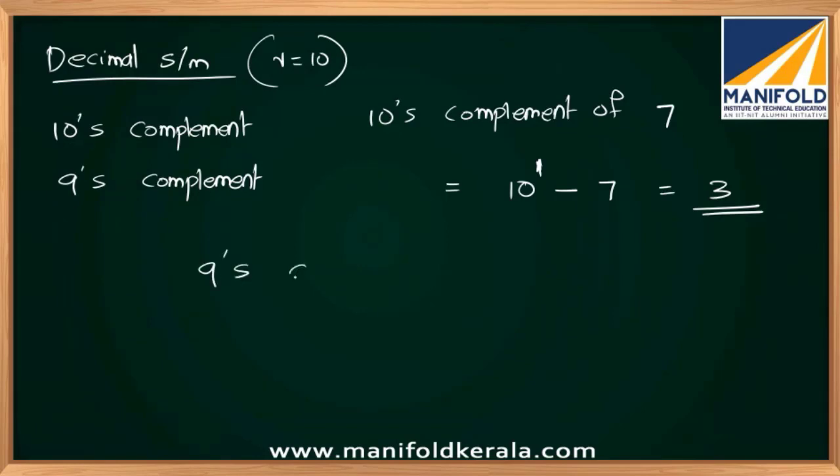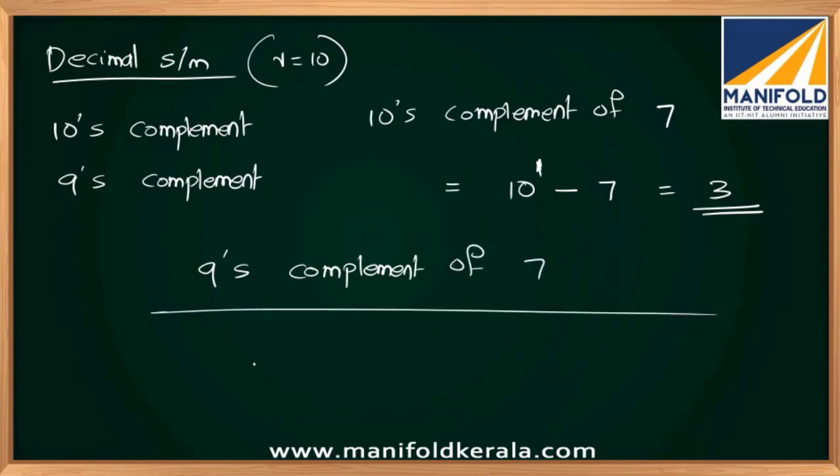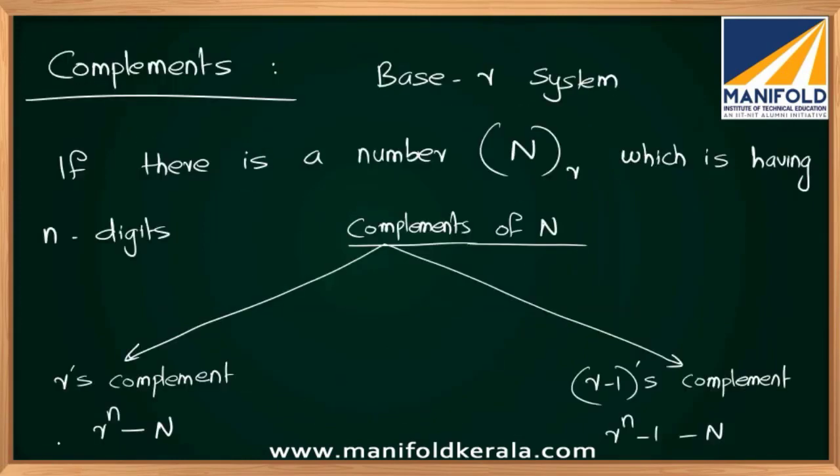And what is 9's complement of 7? It is 10 raised to 1 minus 1, minus 7, which is nothing but 9 minus 7. That is equal to 2. That is the 9's complement of 7. Now, can you tell me what is the relation between R's complement and R minus 1's complement? Is there any relation between these two? Can you see that R's complement is nothing but R minus 1's complement plus 1?